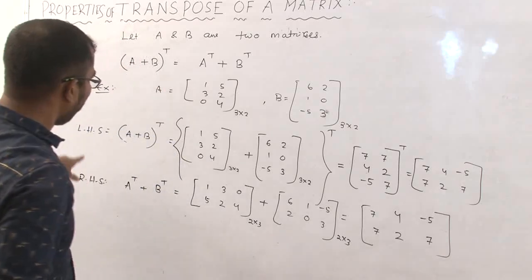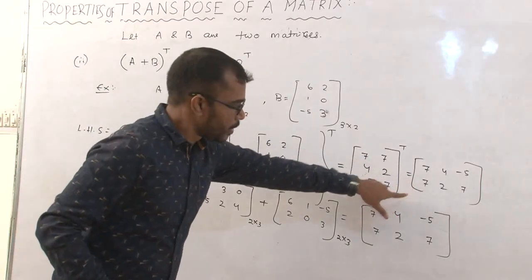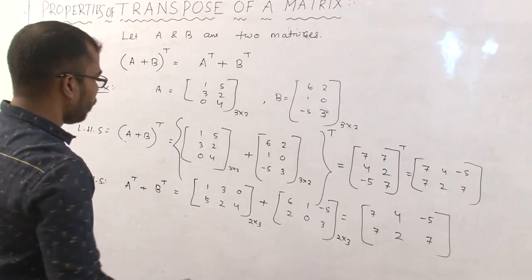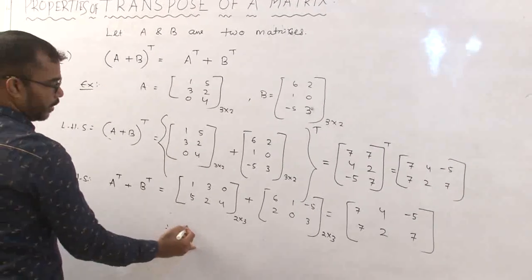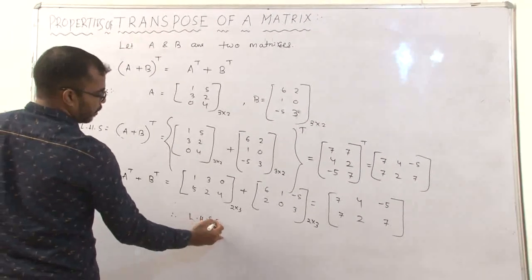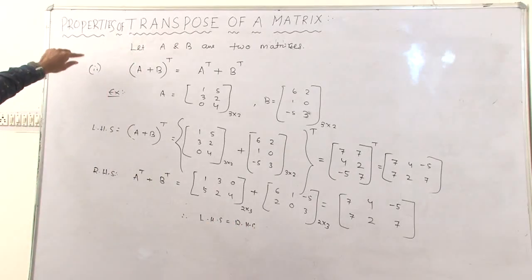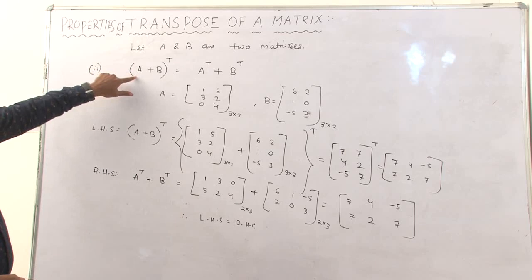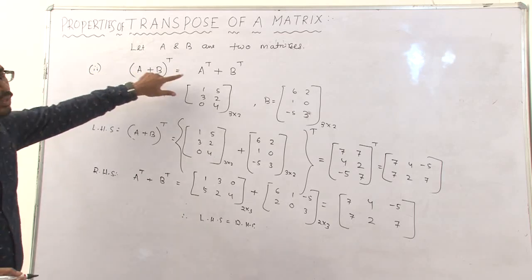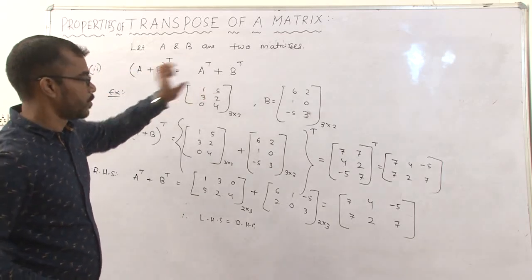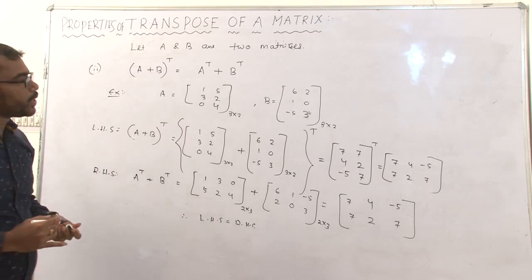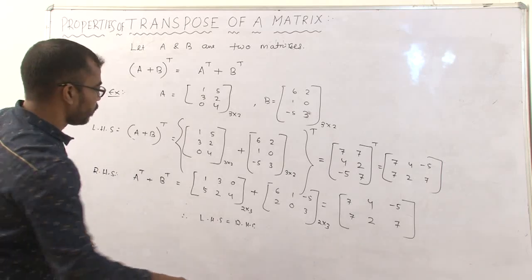To check, the left hand side is similar to the right hand side. So here left hand side is equal to right hand side. So property number 2 is: transpose of A plus B is equal to transpose of A plus transpose of B. Now we proceed to property number 3.